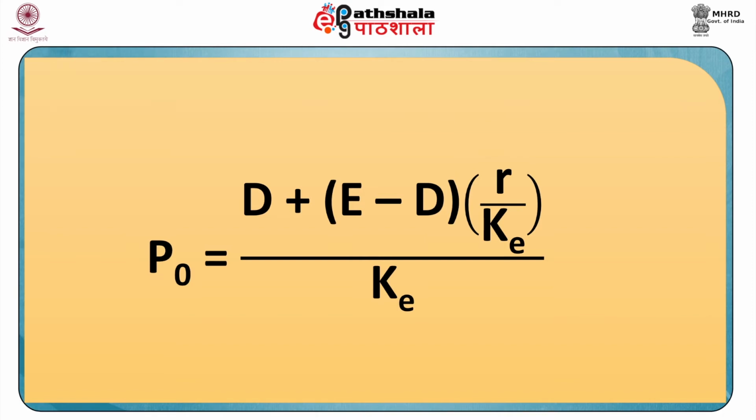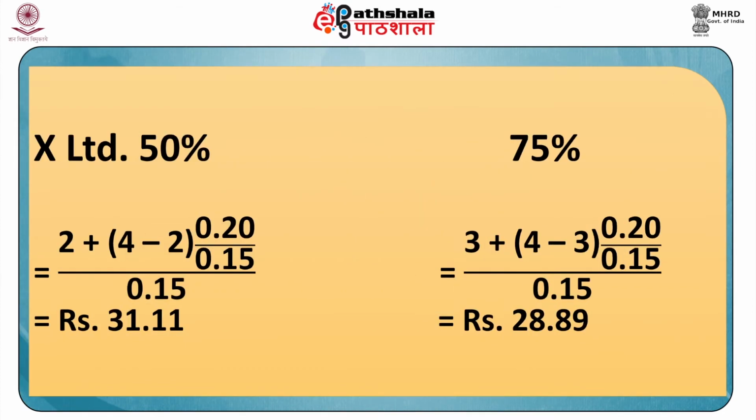First we use the formula, that is P0 is equal to (D plus (E minus D) R over KE) whole divided by KE, where P stands for market price per share, D dividend per share, E earning per share, R internal rate of return of the firm, KE cost of capital of the equity or the equity capitalization rate. Now you can look on the screen for the X, Y and Z. First of all, the values are found out for 50% and then for 75%.